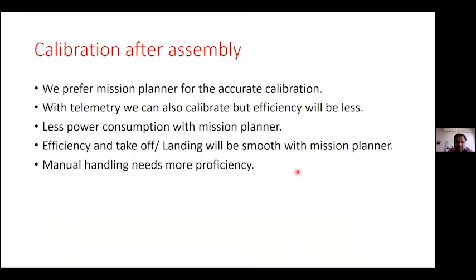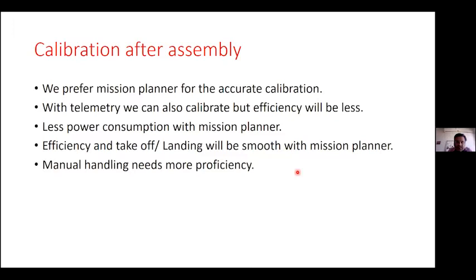Once we assemble the drones, we have to go for calibration, because generally we will not prefer manual operation. We will go for automated operation. Even if you go for manual operation, one calibration is required. We have to use Mission Planner for accurate calibration, because this is the first time your controller is going to be connected with your motor and ESC.